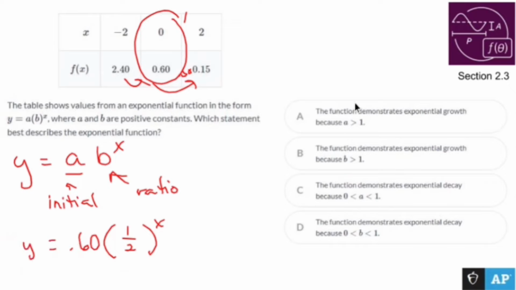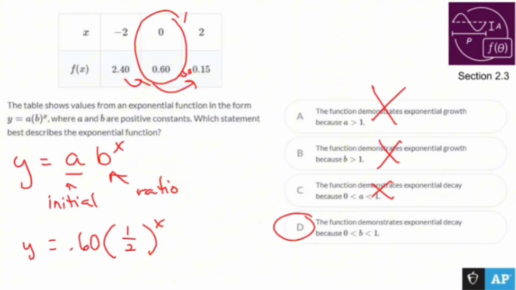Is that what it wants me to do here? No, it just wants me to answer some logical questions. The function demonstrates exponential growth? No. The function demonstrates exponential decay because A is in between 0 and 1? Well, that's not why. That just happens to be the case here, but that's not why it's exponential decay. It's exponential decay because B, my common ratio, is between 0 and 1. It's easy to select C based off of the numbers that I got, but C is not why it's exponential decay. D is why it's exponential decay.